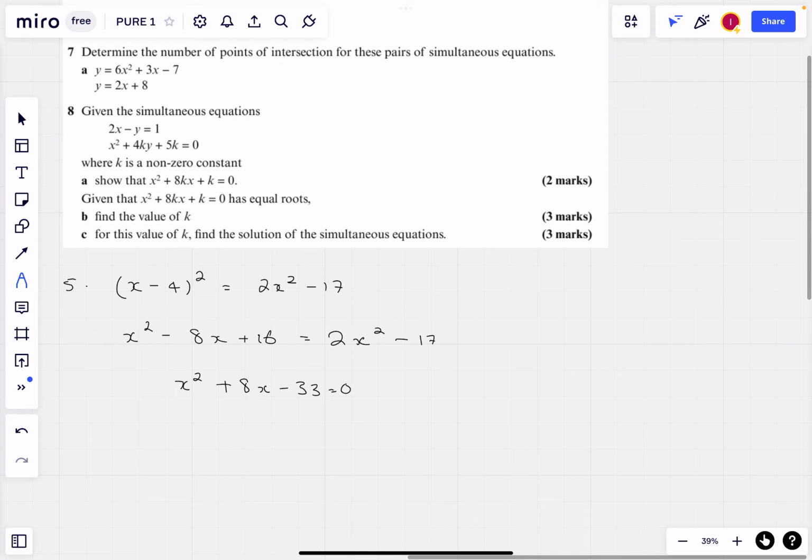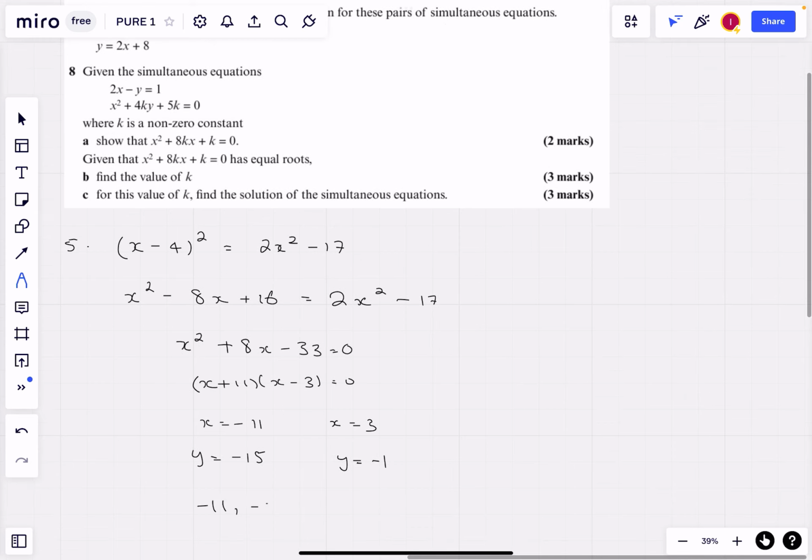And now you can factorize. x plus 11 and x minus 3 equals 0. x equals minus 11, x equals 3. And you're going to plug those into equation 1. When x equals minus 11, y equals minus 15. When x equals 3, y equals minus 1. So your two coordinates are that and that.